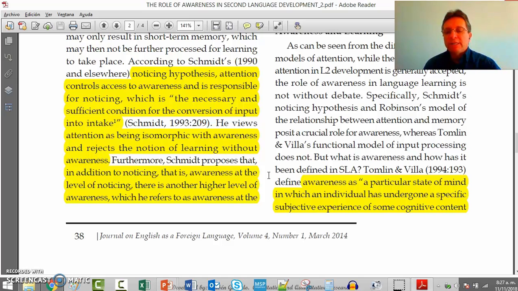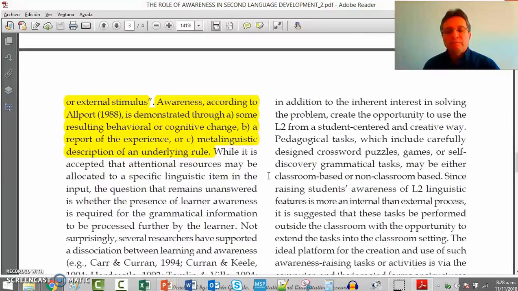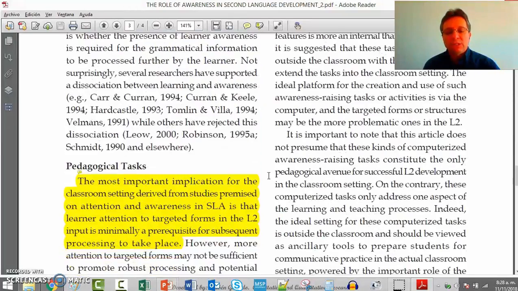But anyway, what is awareness? Awareness is a particular state of mind in which an individual has undergone a specific subjective experience of some cognitive content or external stimulus. Awareness, according to Allport, is demonstrated through a, some resulting behavioral or cognitive change, b, a report of the experience, or c, metalinguistic description of an underlying rule. That is the definition for awareness, which is important, as it defines the independent variable.